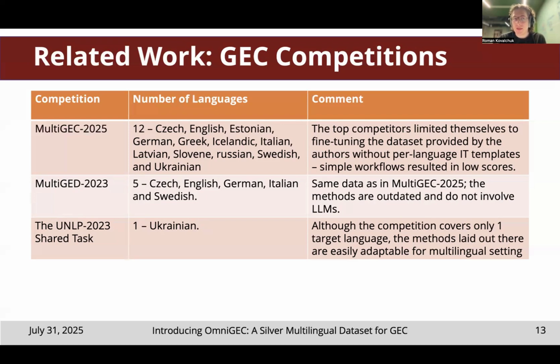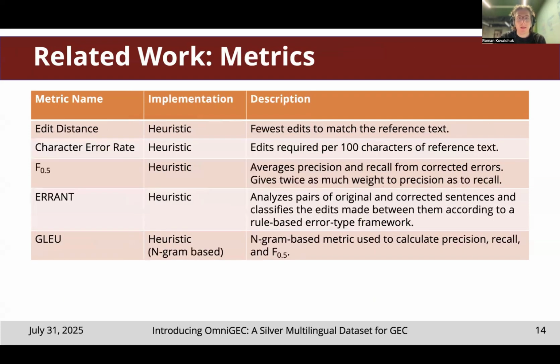And speaking of MultiGEC 2025, the authors self-limited to fine-tuning on the dataset provided by the authors of the competition, without parallel language prompt templates or more sophisticated workflows, which resulted in low scores. The UNLP 2023 shared task is a monolingual GEC dataset for Ukrainian, covering only one language. The methods laid out there are easily adaptable for a multilingual setting.